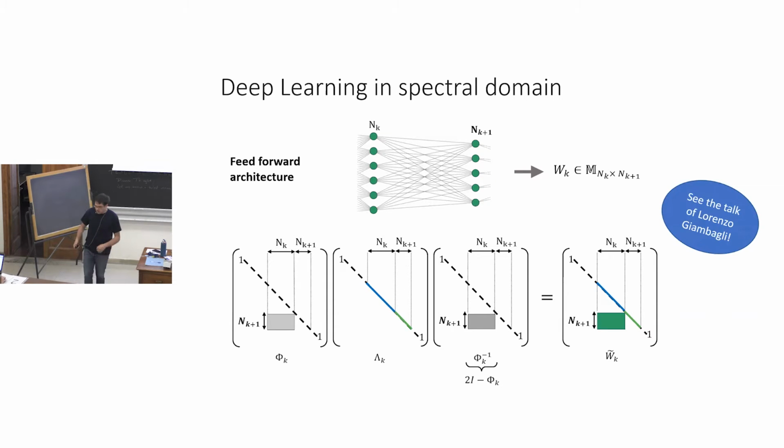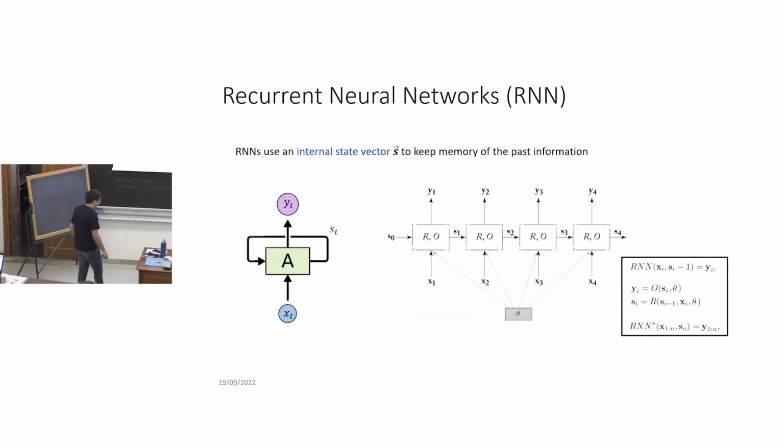However, the difficulty of defining this decomposition is due to the fact that the matrices inside of the feed-forward architecture are rectangular. But we know that there are other architectures in neural networks that are described by square matrices and are more easily decomposed. And so we became interested in the recurrent neural network.